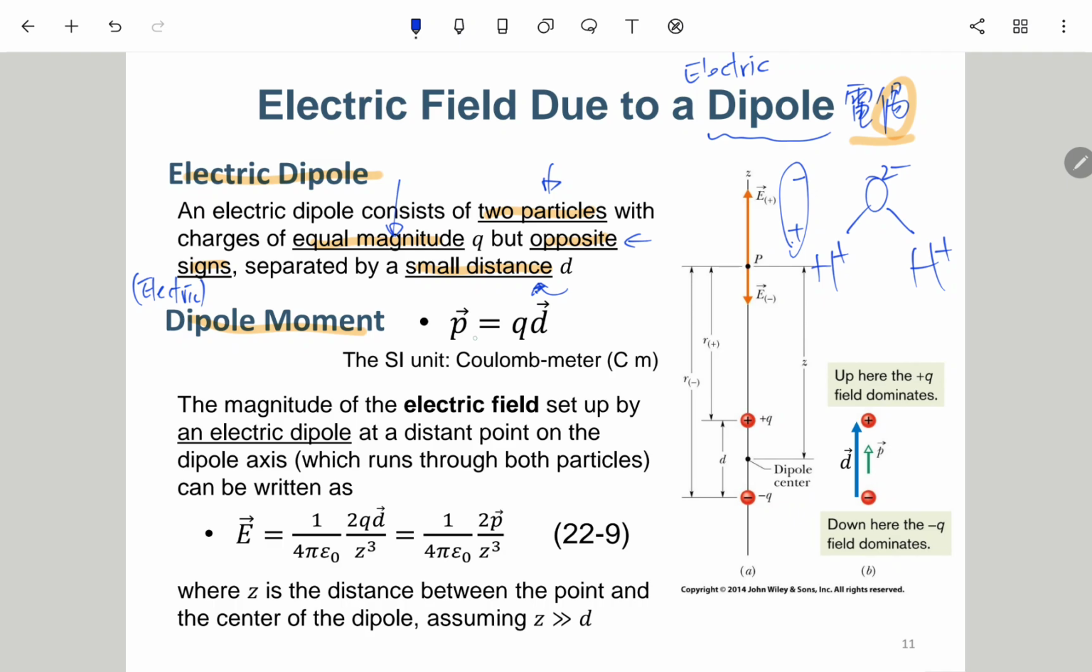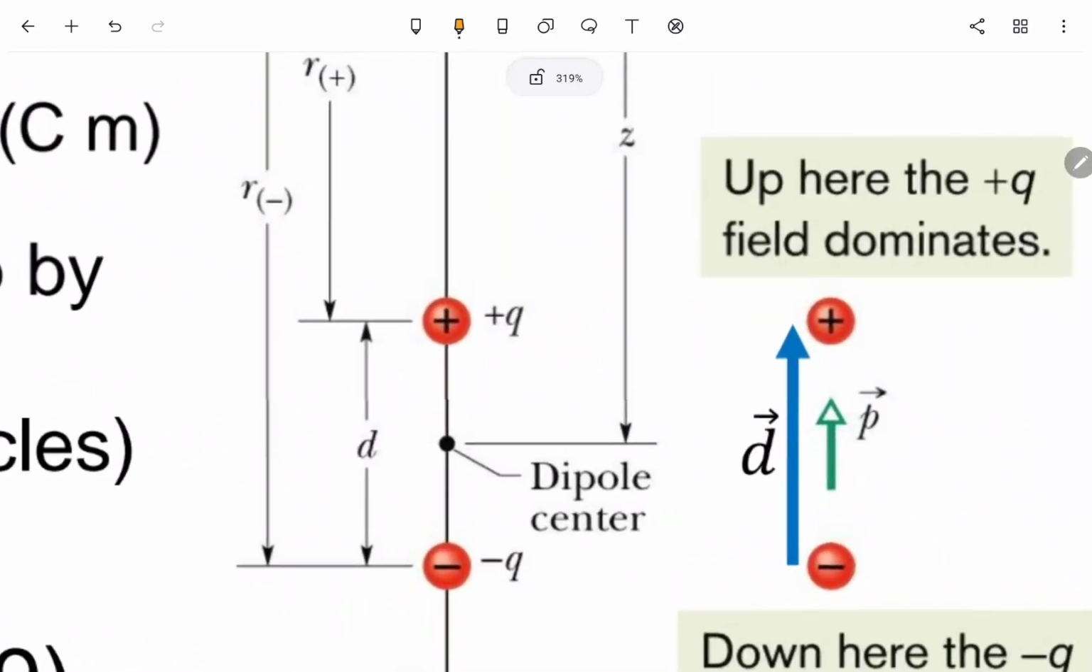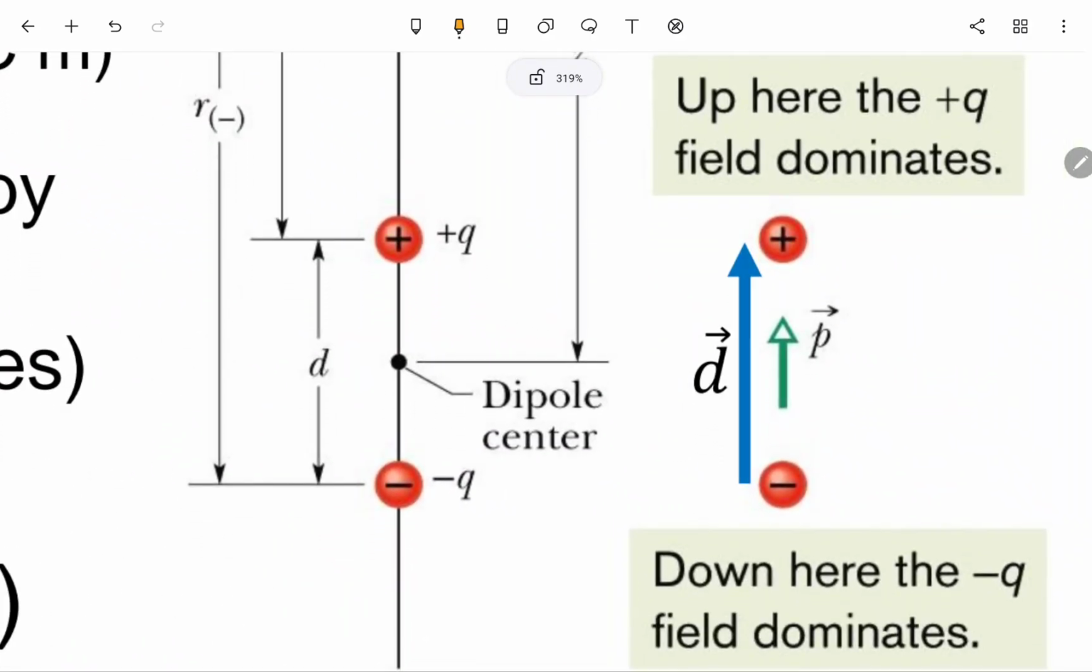So the definition of the electric dipole moment P is something like this. It is Q times D vector. Q is actually this magnitude Q, and then the distance. We make it a vector. Okay, how to define the direction? The direction of the D is, you can actually check out this figure.